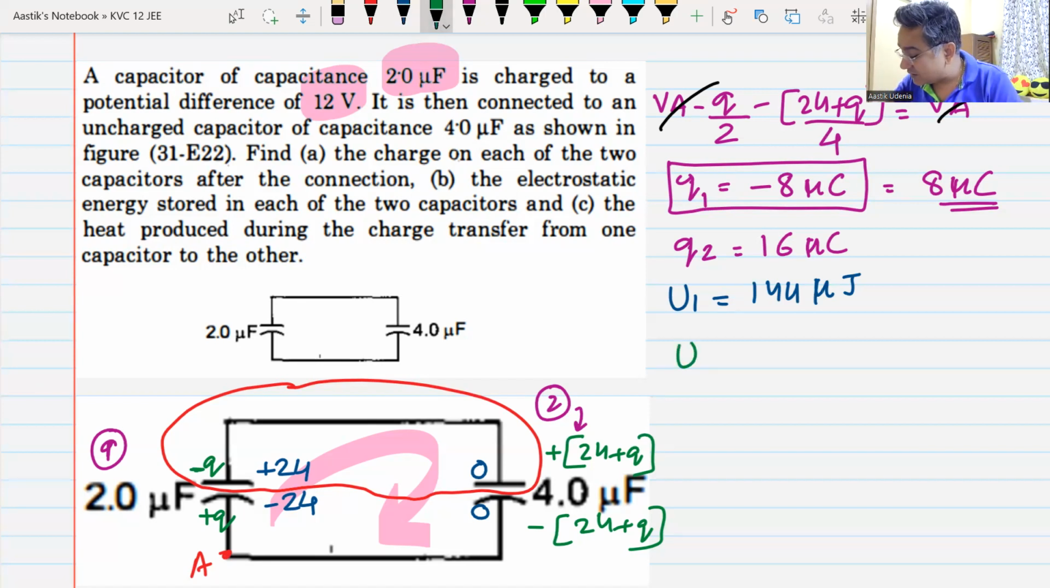What is the final energy? U1 final. What is the final energy in that first capacitor? This is the first capacitor. What is the energy now in this capacitor? 288, sir.